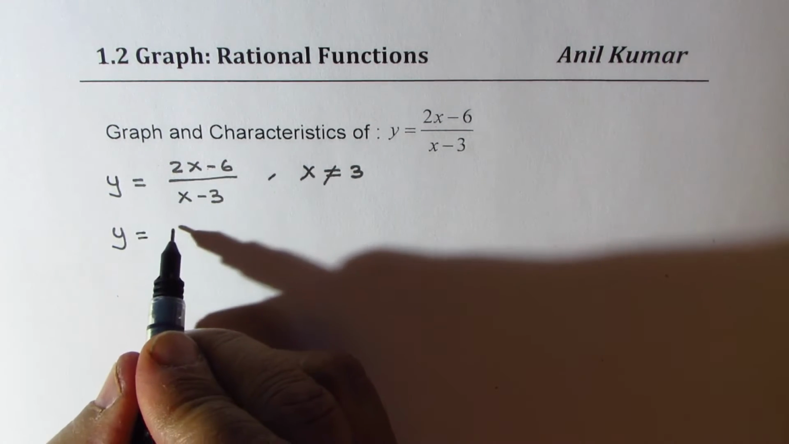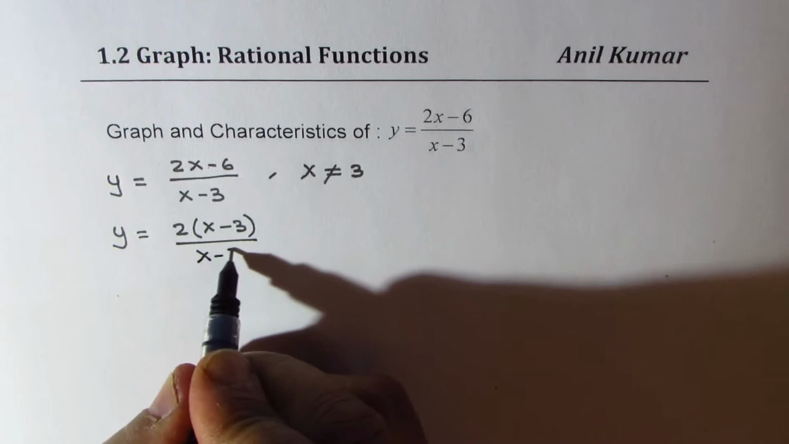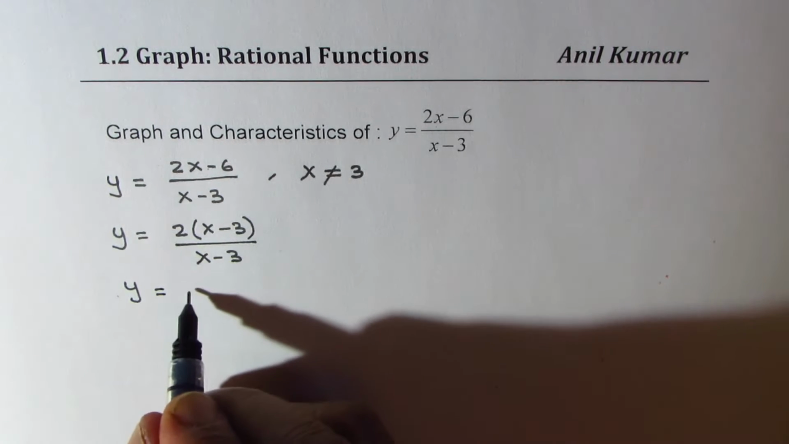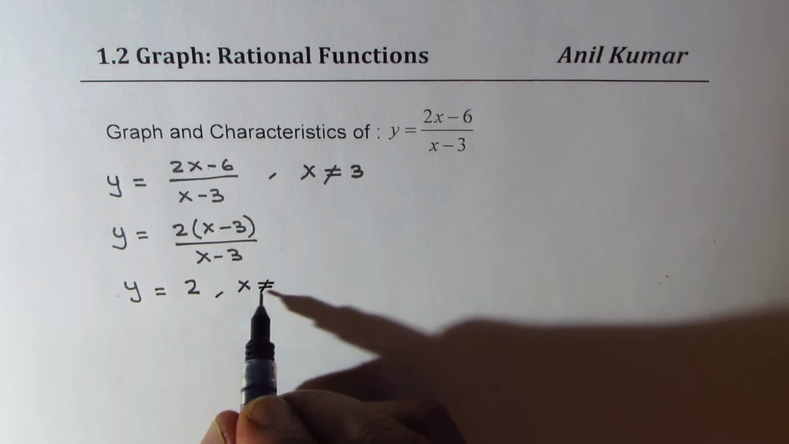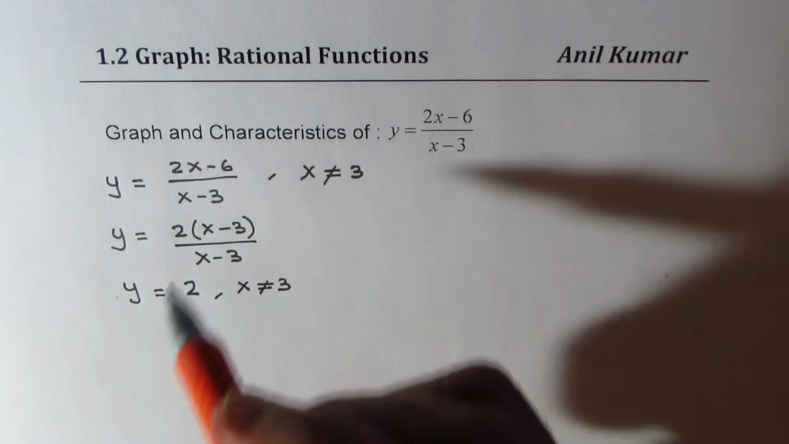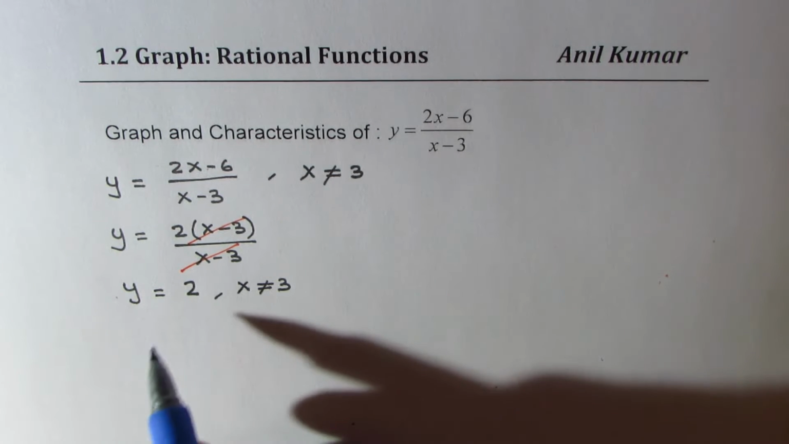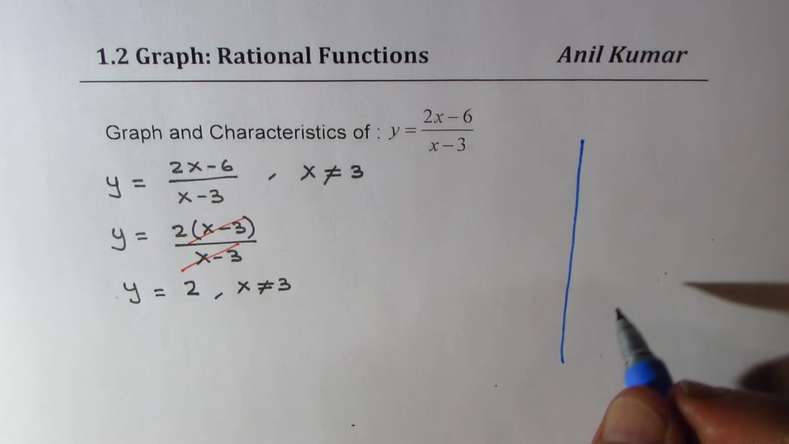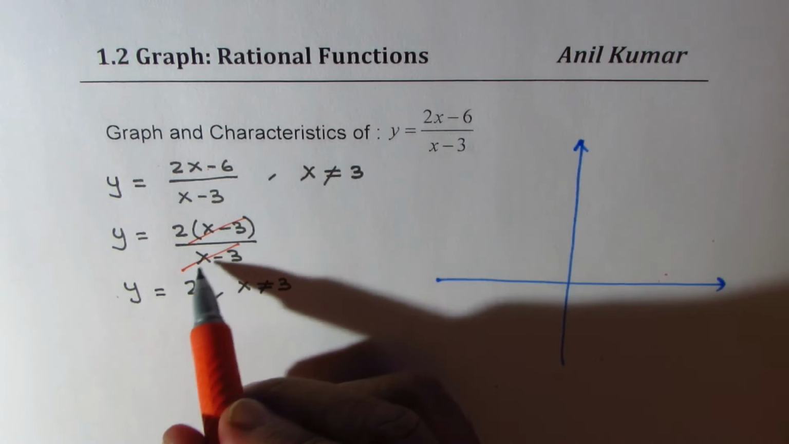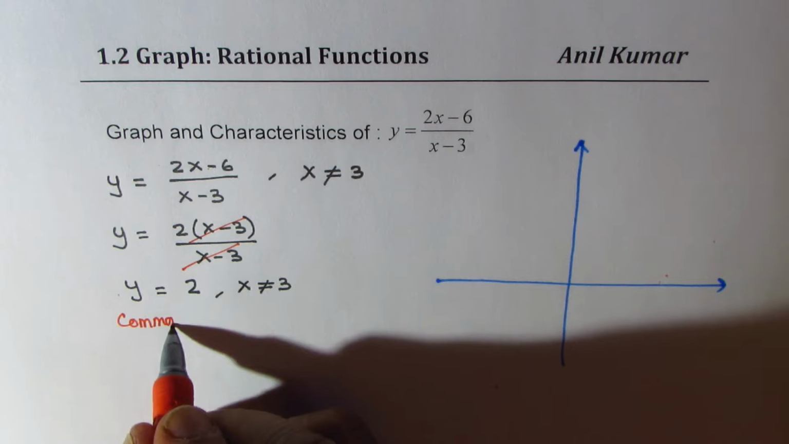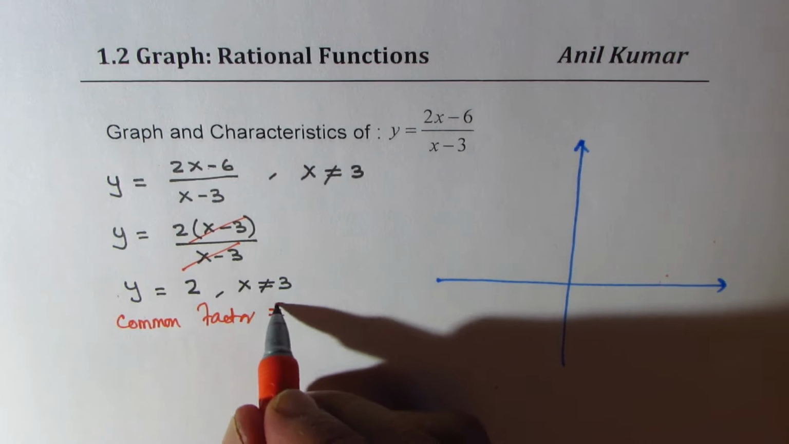We could factor the numerator, factoring out 2, we get x minus 3 in the numerator divided by x minus 3, and from here you could cancel and we just get a constant 2. Perfect, and we know x is not equal to 3. So what do you really notice here? That this particular rational function reduces to a constant value of 2, right? So if I have to sketch, then what do I get? Since we have a common factor in numerator and denominator, that leads to a hole, right?